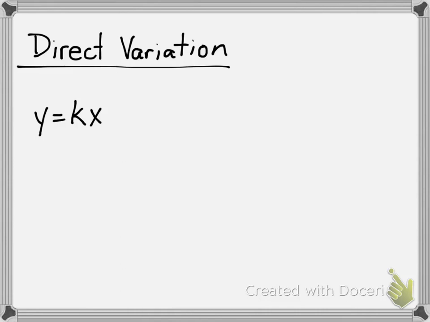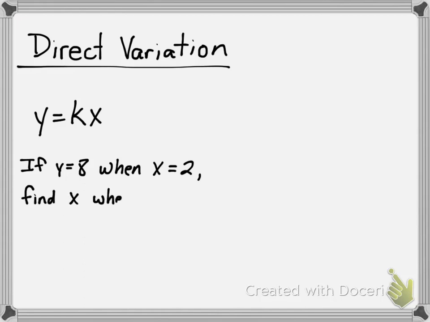Now, today we're not going to be graphing direct variation. We're going to be calculating some direct variation. So a problem like this wouldn't be using a graph or necessarily giving you the equation. It's going to give you some values like this. If y equals 8 when x equals 2, then find x when y equals 20.